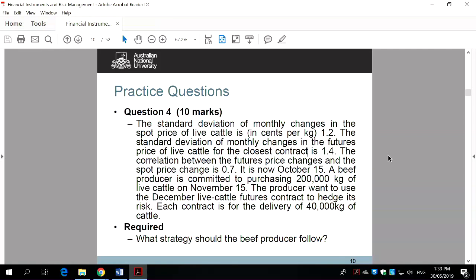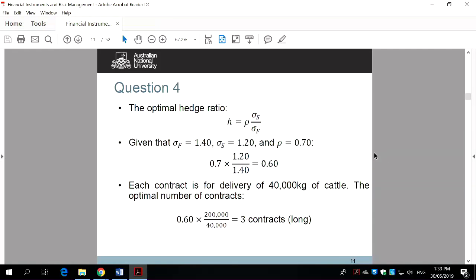Remember, that's what we learned back in week 2. So this is the formula for the optimal hedging ratio. Basically, it is the standard deviation of the spot price divided by the standard deviation of the futures price, then scaled by the correlation between them, right? So we were told the standard deviation on the changes of spot price is 1.2, and on the changes of futures price is 1.4. Correlation between them is 70%. So that gives me an optimal hedging ratio of 0.6.